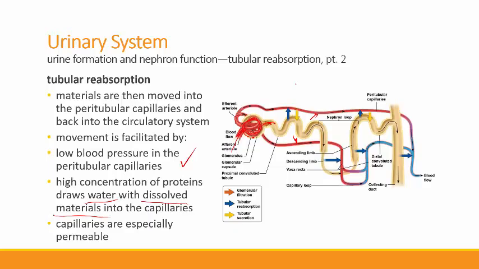And then finally, we facilitate all this movement because the capillaries here are especially permeable. They have extra large holes that allow lots of fluid to move into the capillaries, bringing materials with it. So three characteristics of the blood flow here in the peritubular capillaries really help to facilitate grabbing stuff up and dragging it back into circulation in the blood.